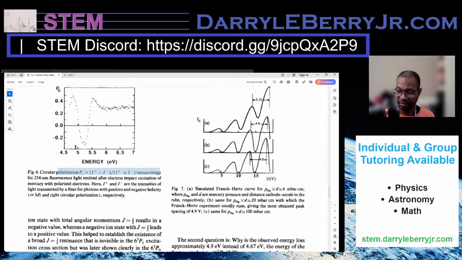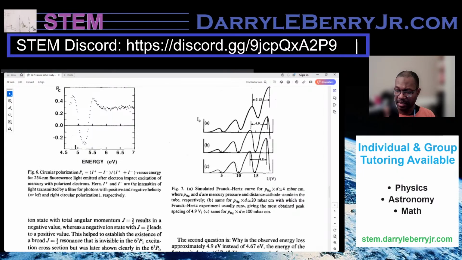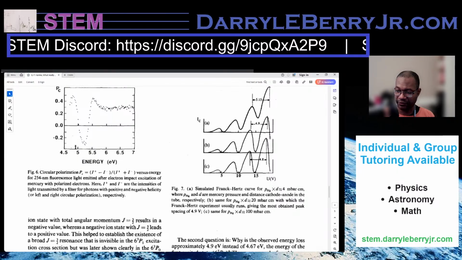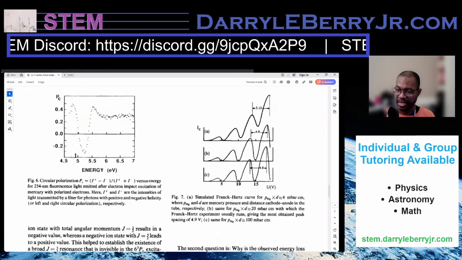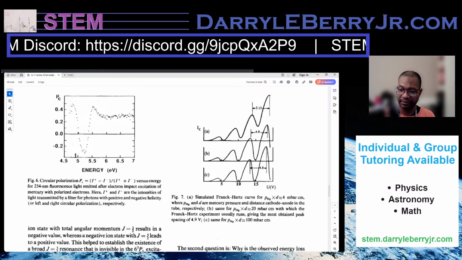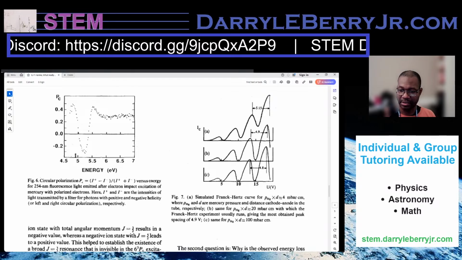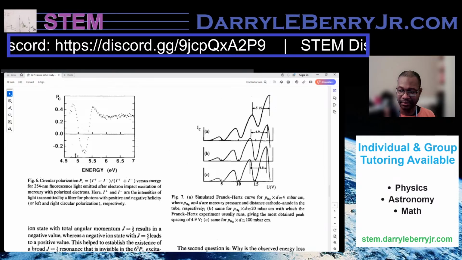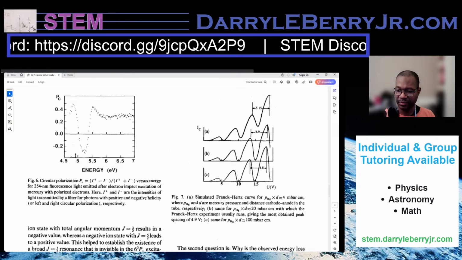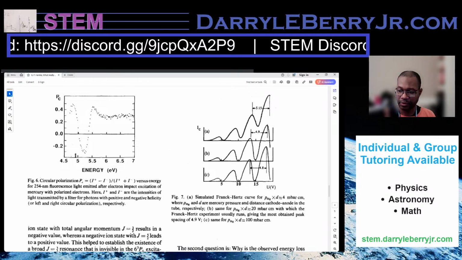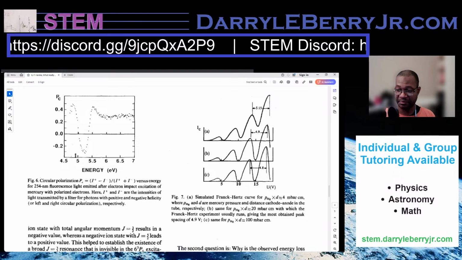Circular polarization right here: positive current minus negative current over positive current plus negative current versus energy for 254 nanometer fluorescent light emitted at the electron impact excitation of mercury with polarized electrons here. The positive current and negative current are the intensities of light transmitted by the filter for photons with positive and negative helicity, or left or right circular polarization, respectively.